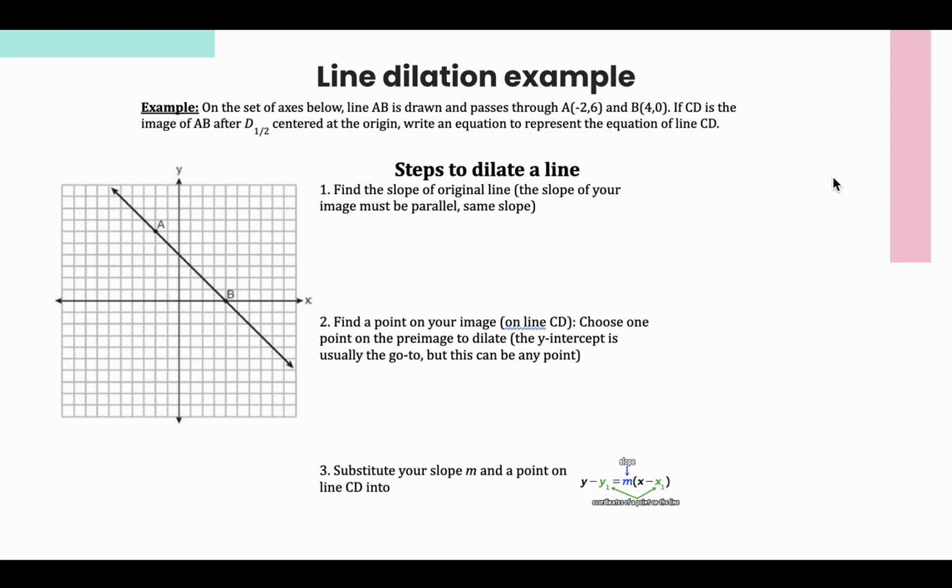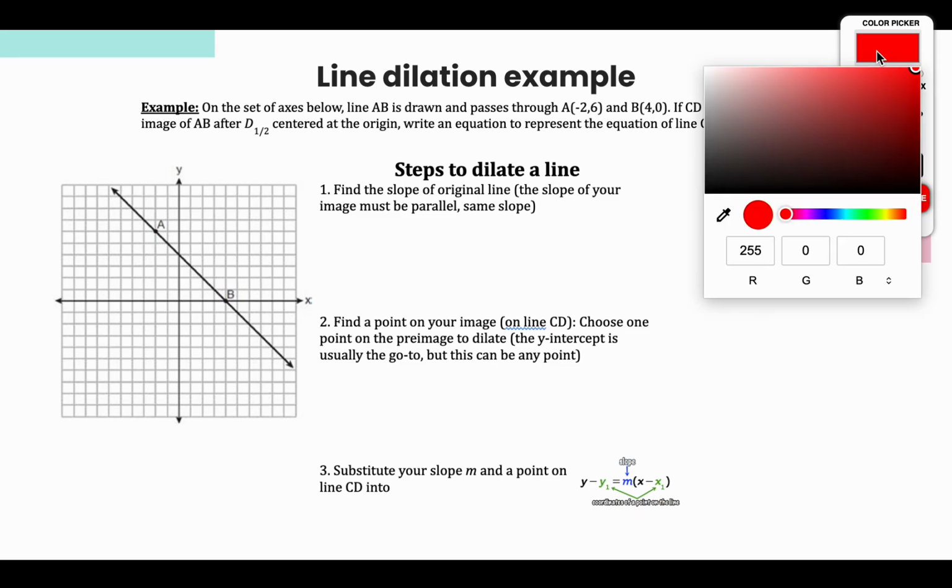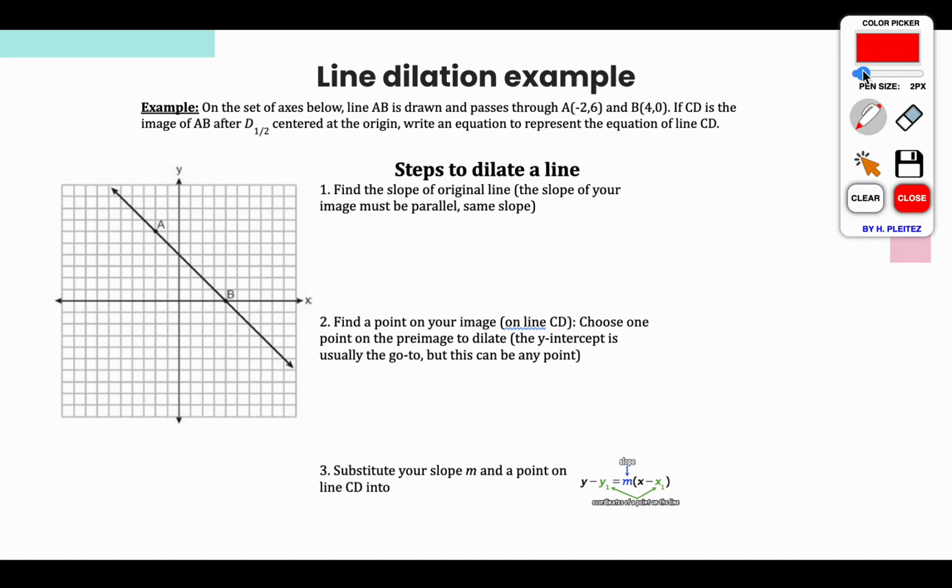So in this example, line AB is drawn and passes through the points A(-2, 6) and B(4, 0). If CD is the image of AB after a dilation with a scale factor of 1/2 centered at the origin, we want to write an equation to represent that new line that we get. So these are the steps to do a line dilation.